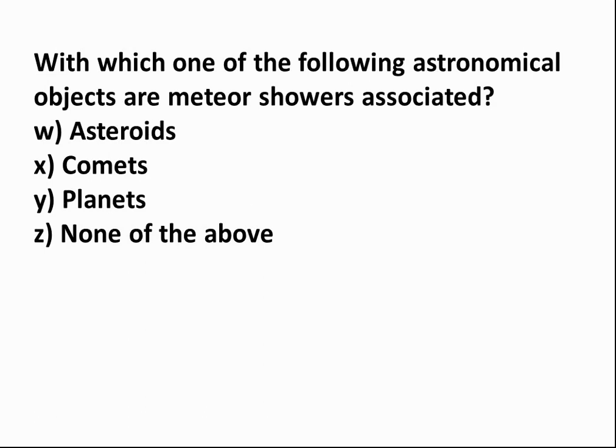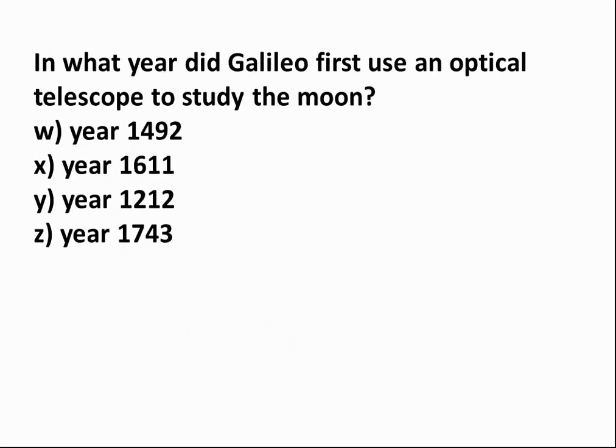With which one of the following astronomical objects are meteor showers associated? W, asteroids. X, comets. Y, planets. Z, none of the above. Answer, X, comets.